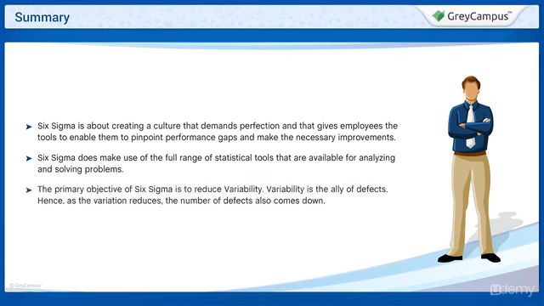The primary objective of Six Sigma is to reduce variability. Variability is the ally of defects. Hence, as the variation reduces, the number of defects also comes down.